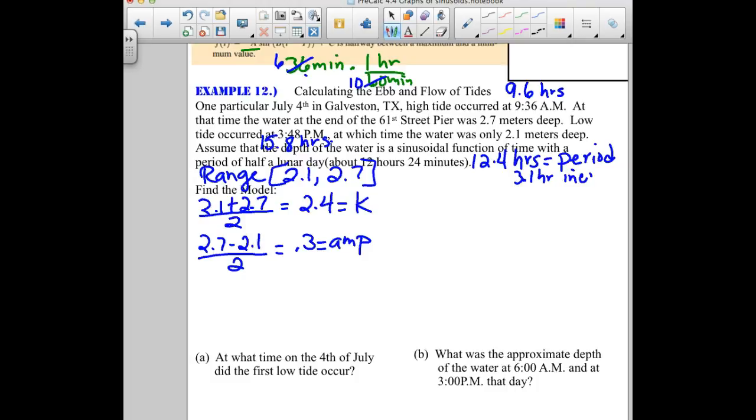Now we need to decide if we should use a sine or a cosine. They are telling me the first set of data that I am given, at 9.6 hours, I'm at high tide. So what makes sense? To use a cosine. Do I need to reflect it if I'm starting at a high point? No. All right, so we are going to use cosine because we are starting at a high point. We did not need a reflection.